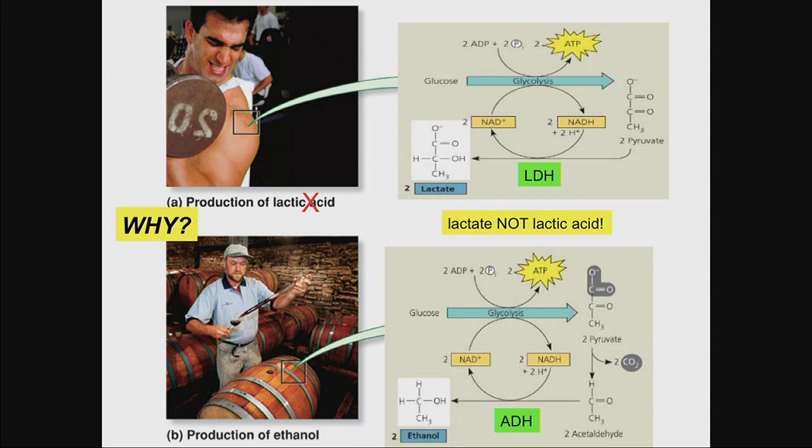You use up ATP, you generate ADP, you can keep using it in glycolysis. If you're producing ethanol, so pyruvate, oxidation to acetaldehyde, and then ultimately conversion to ethanol by ADH, this is an end product, a waste product.